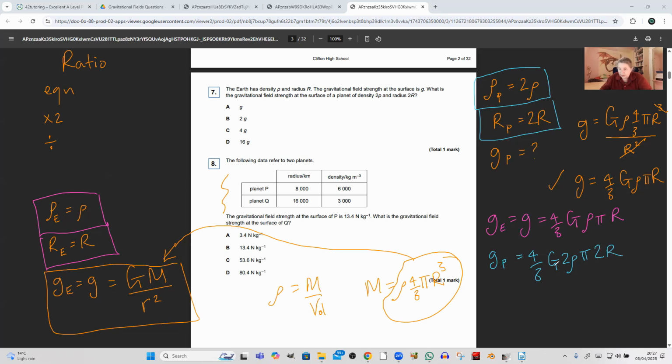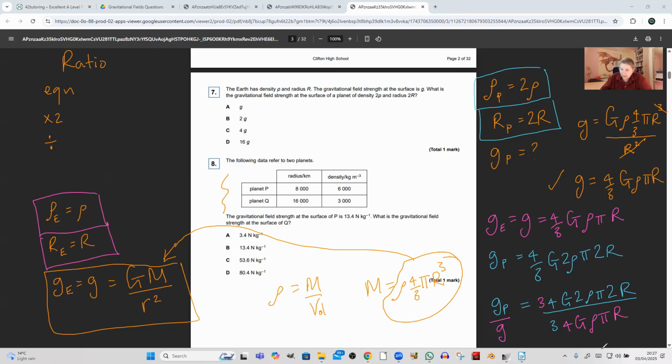Okay, and now what we've got to do is divide one equation by the other. We want GP, so let's put GP on the top. So it's 4/3 G times 2 times rho times pi times 2 times r, and I've got to divide it by GE, which is 4/3 times G times rho times pi and times r.